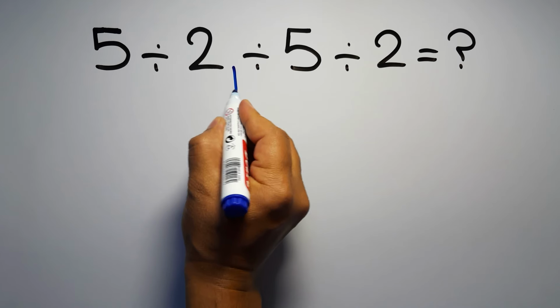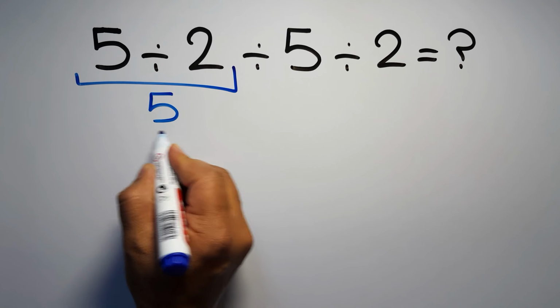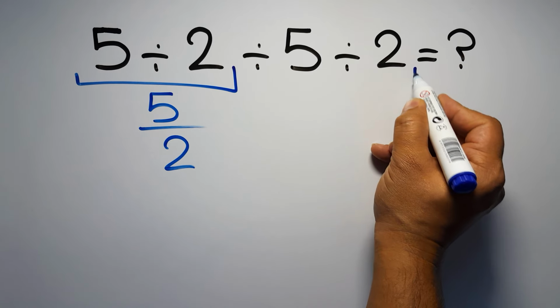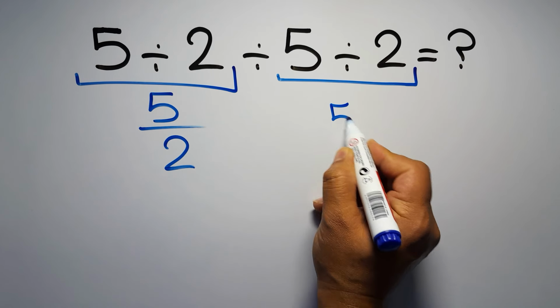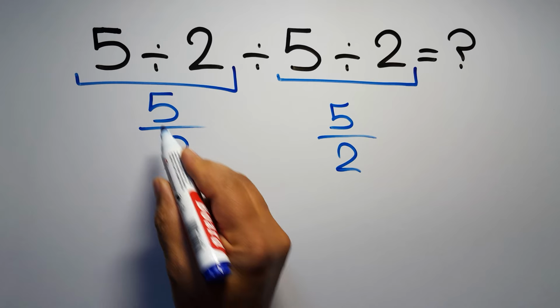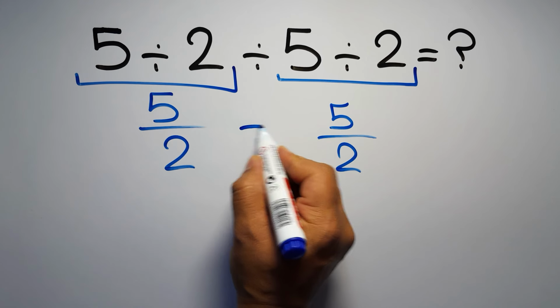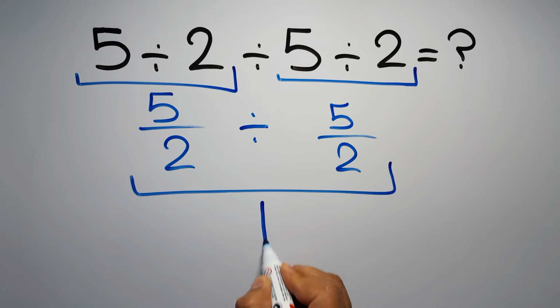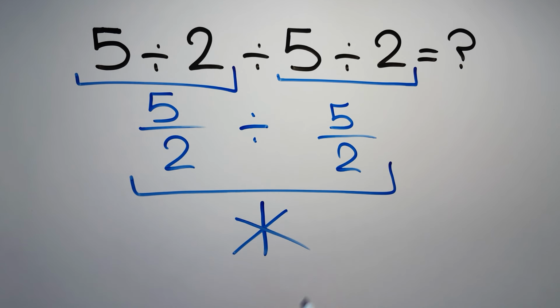5 divided by 2 can be written as 5 over 2. And again here we have 5 divided by 2. Okay? So 5 over 2 divided by 5 over 2 is just 1. But this answer is not correct.